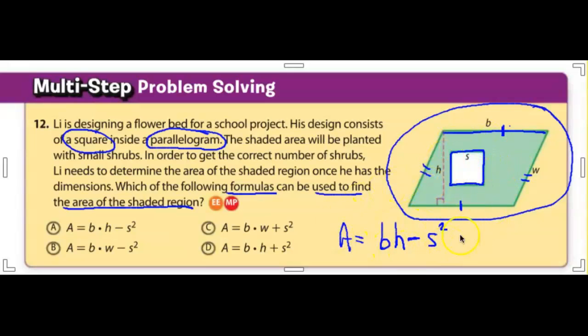So now that we've done all this thinking on our own before looking at the answer, we know that C is not right because there's a plus sign. We know, and also it's base times width, and that's not accurate. And then D is not correct because there's a plus sign. We're not going to add the area of the square. And again, so this one's not going to be correct because we're not going to do base times width. So A is going to be the best answer for this problem.